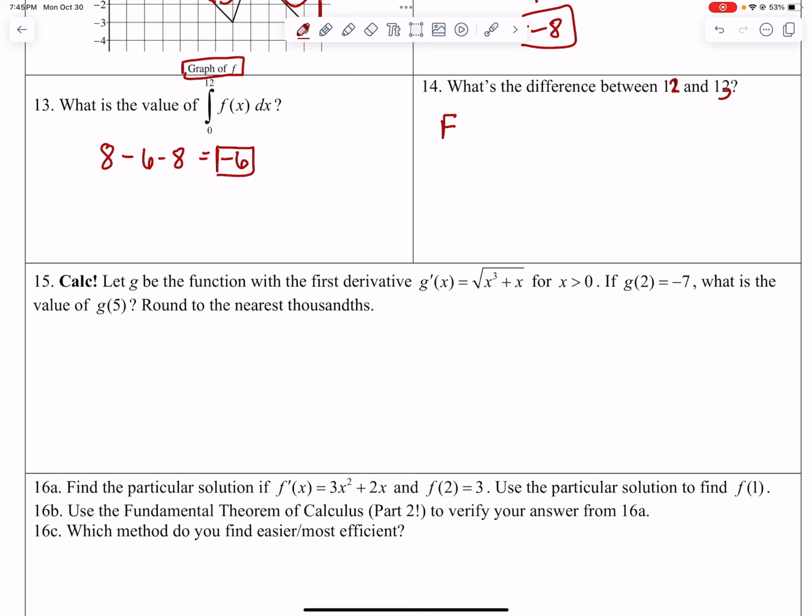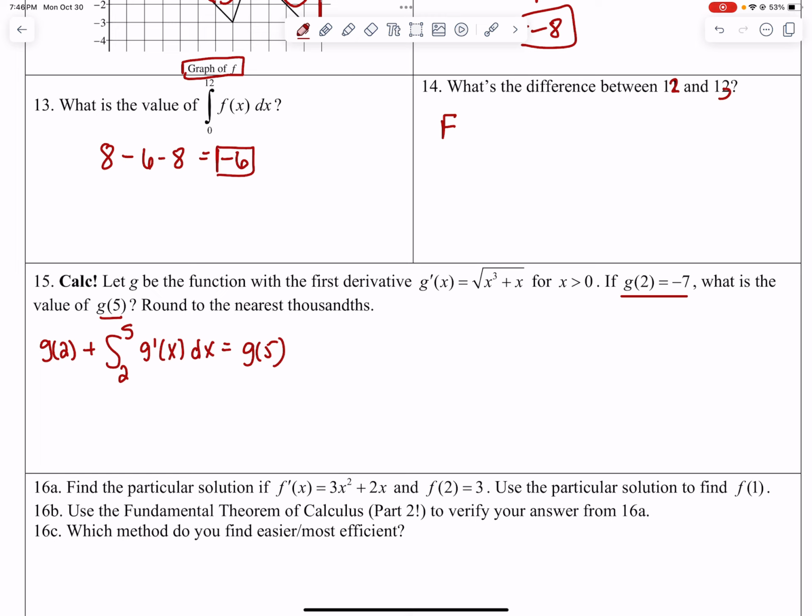You guys can do 15 on your own. I'm going to set it up, and then hopefully you guys can just plug this into your calculator because it is calc active. So we have g of 2 being -7, and we want to find the value of g of 5. Since 2 is less than 5, we know that g of 2 is going to be my starting value, so I'm going to accumulate after 2. So I have g of 2 plus the integral from 2 to 5 of g prime of x dx. That's going to be equal to g of 5.